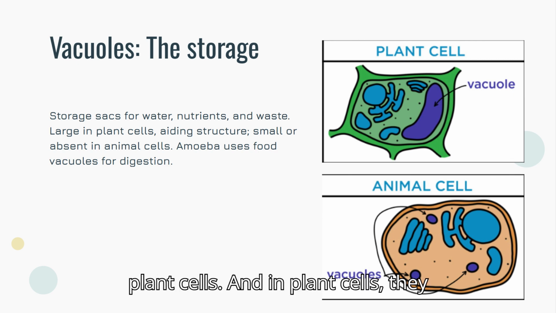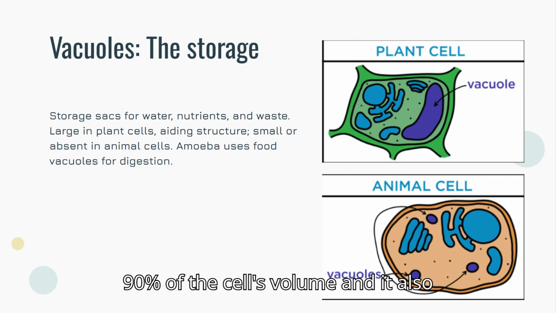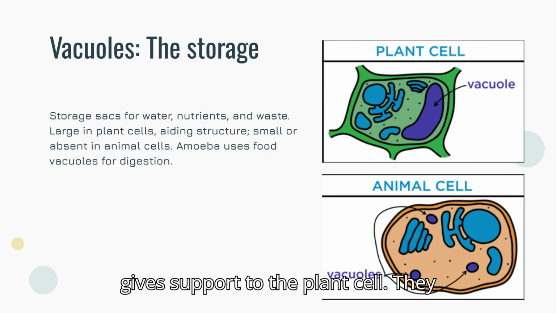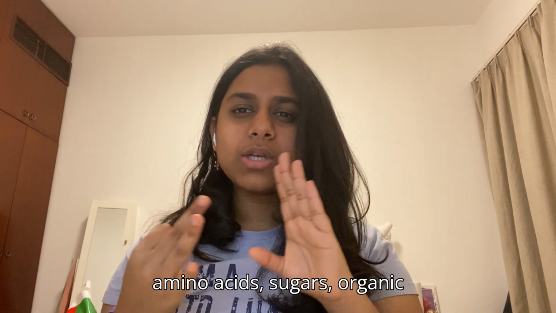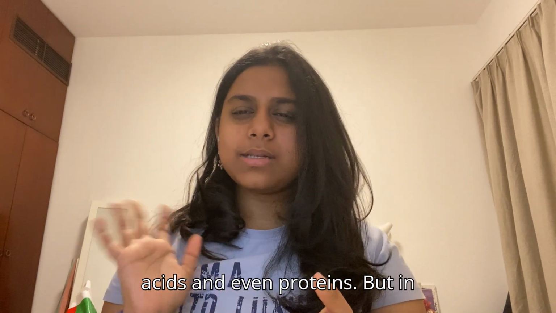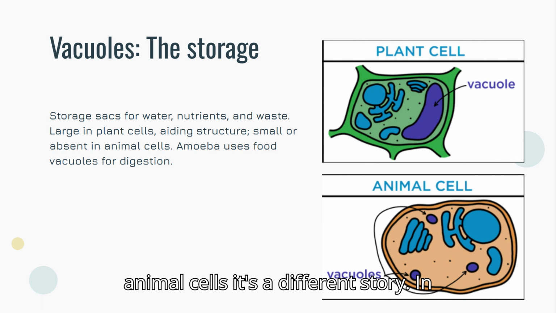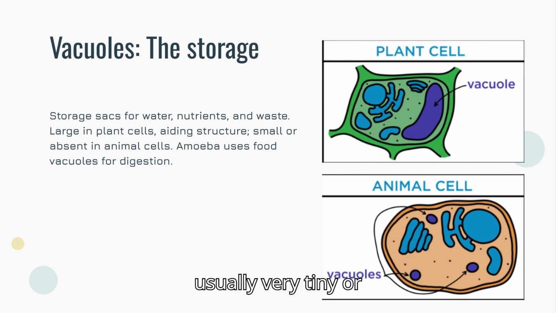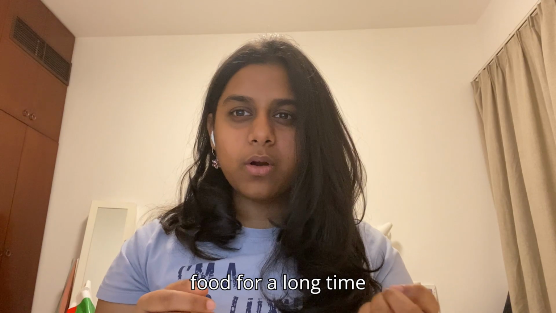And in plant cells, they actually can take up to 90% of the cell's volume, and it also gives support to the plant cell. They can store so many things like amino acids, sugars, organic acids, and even proteins. But in animal cells, it's a different story. In animal cells, vacuoles are usually very tiny or even non-existent. It's not very important in an animal cell to store food for a long time.